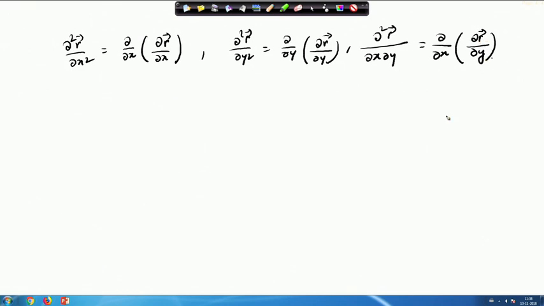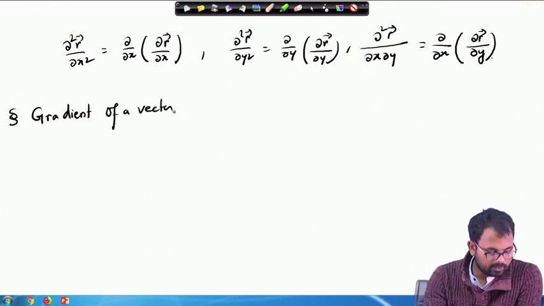All right. Now that we have introduced the concept of partial derivative of a vector function, we can introduce an operator, and that operator is called the gradient of a vector function.